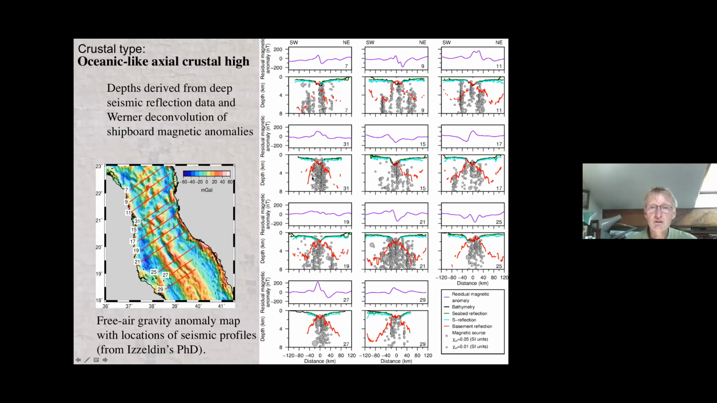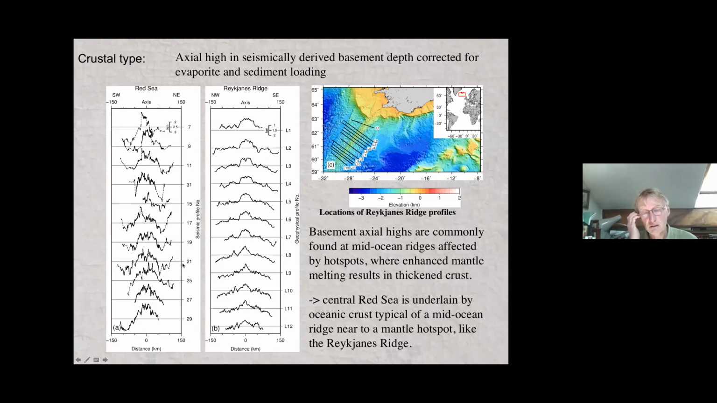But anyway, what you see here is a high underneath. These are the free air anomalies underneath. It may be confusing just looking at the free air anomalies. What we actually have under here is a basement high. It's not a valley as you would expect with a continental rift. So it's similar to a high that you'll see on mid-ocean ridges near hotspots.